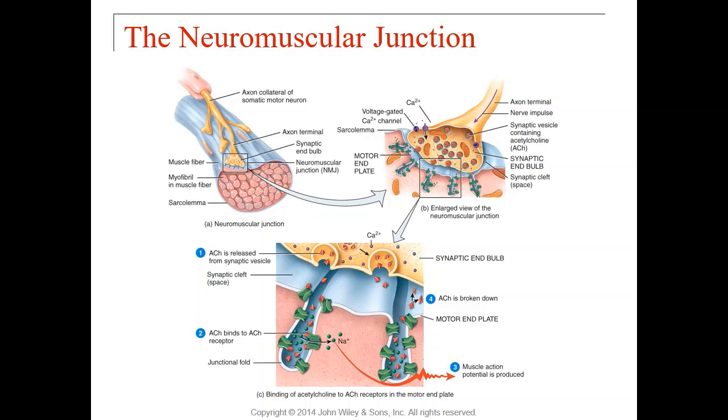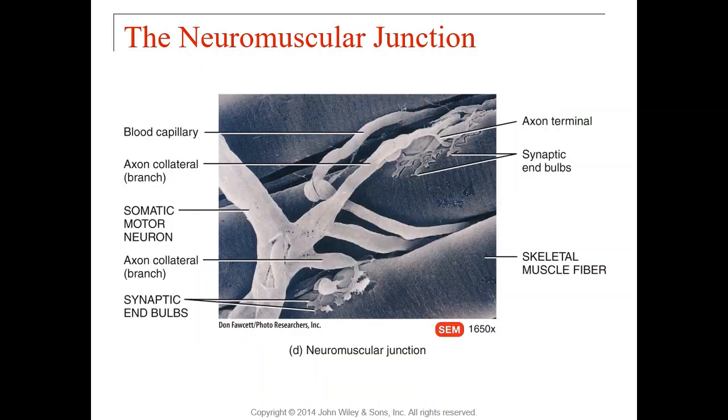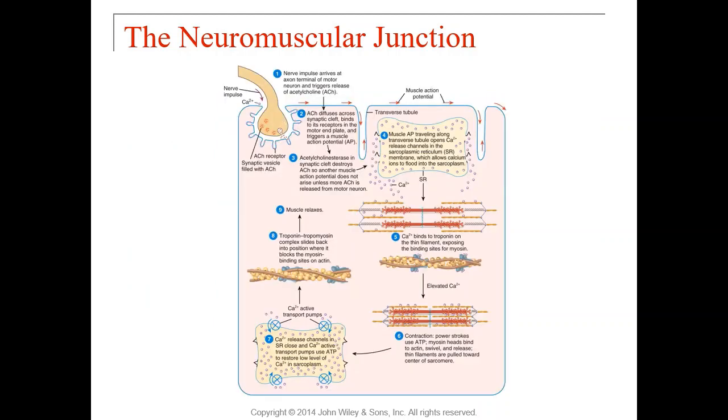Remember, another part of your synapse was the plasma membrane of the cell receiving the signal. In this case, it's the plasma membrane of the skeletal muscle cell. Remember, that's the sarcolemma. But yet again, the name is going to change. When we talk about the plasma membrane of a skeletal muscle cell, specifically at a neuromuscular junction, we call it a motor end plate. A motor end plate is just the plasma membrane of your skeletal muscle cell, specifically when you're talking about a neuromuscular junction.